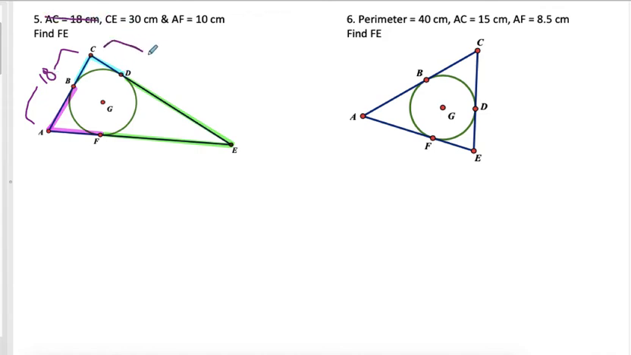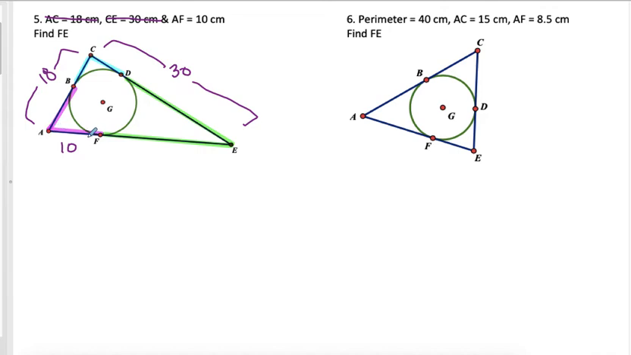And then it says C to E is 30. Okay, well, wow, these are not the same piece. D to E is much larger. C to D is much smaller, so this is not just divide by 2. And then the last piece they tell us is A to F is 10.